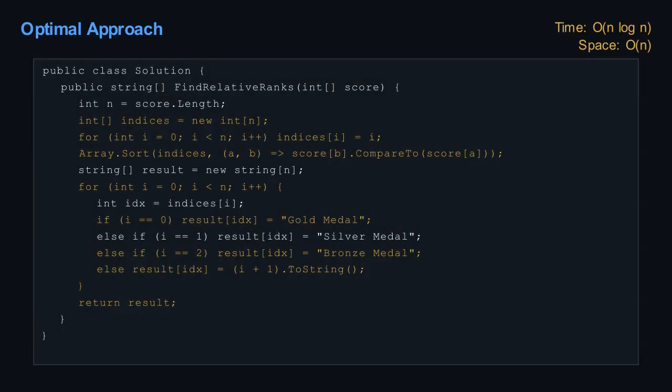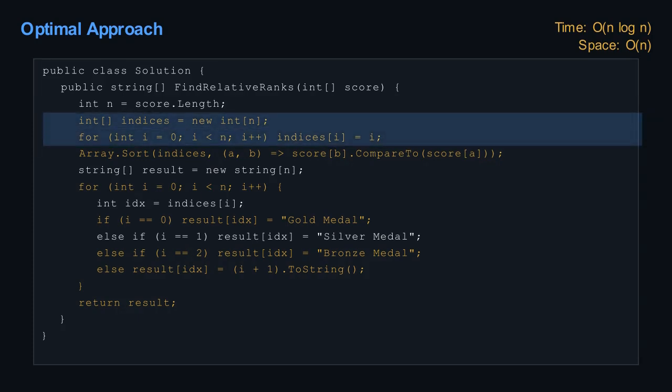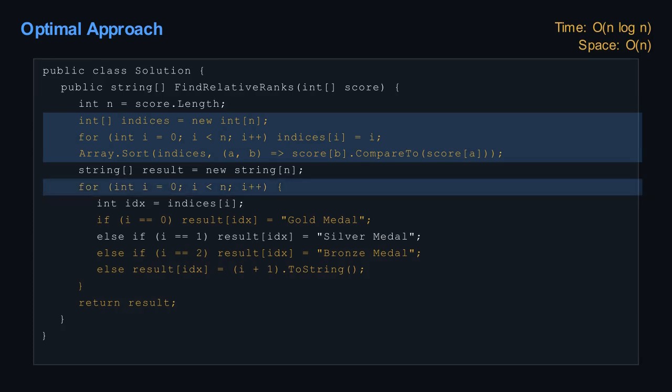The key insight is to sort the indices of the array by their corresponding scores in descending order, then walk the sorted indices once to hand out medals and numeric ranks. First we create an index array from 0 to n-1. Next we sort that index array using a comparator that orders indices by the score at those positions, highest first.